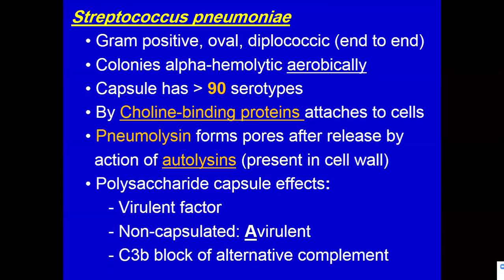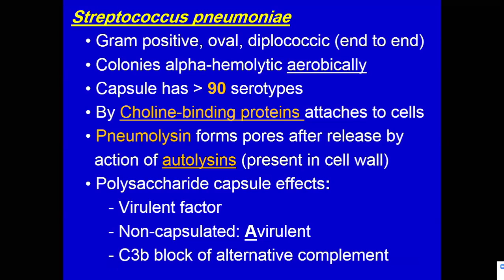The colonies appear green in color with a zone around them. This is due to alpha hemolysis, that is to say, partial hemolysis. Alpha hemolysis means partial hemolysis caused by the microorganism, and we will explain why these microorganisms can cause partial hemolysis. They are aerobic microorganisms, and you should remember this. The microorganism is also capsulated, and you have to remember that Streptococcus pneumoniae is a capsulated microorganism.